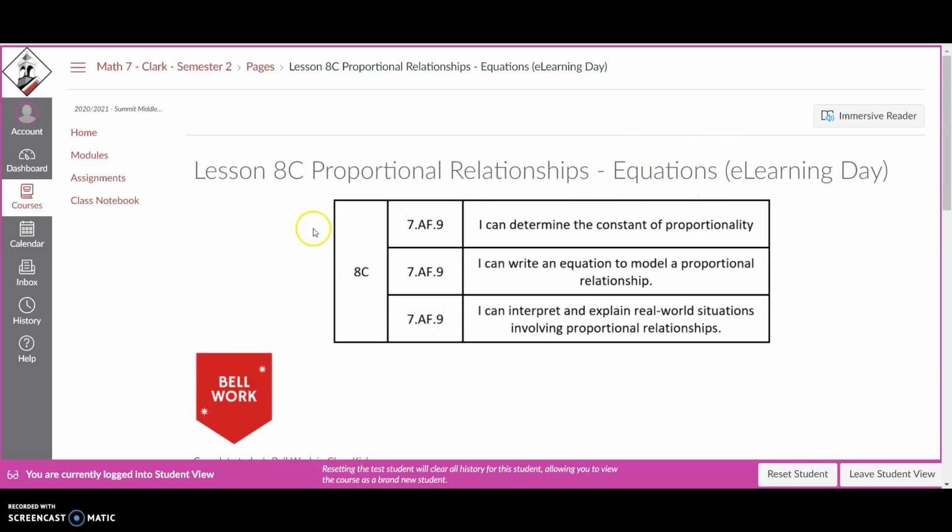We have our learning targets up at the top. I can determine a constant of proportionality, which we've done with tables and graphs already. I can write equations, and I can interpret and explain real-world situations that are proportional.